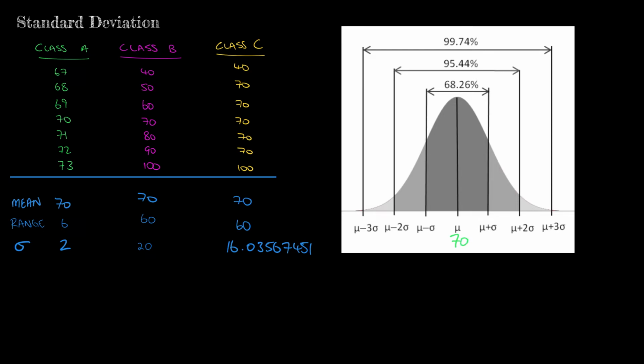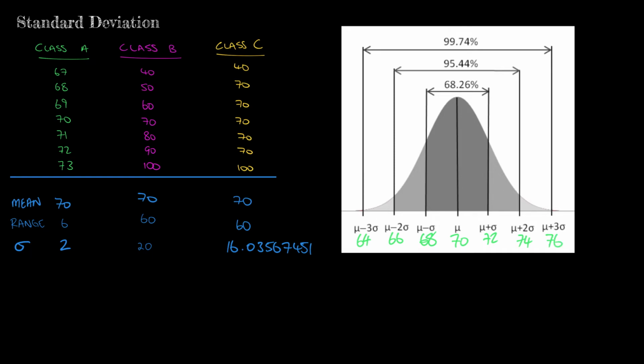The standard deviation is 2, so this one here is going to be 70 take away 2, which is 68. This one here is going to be 70 plus 2, which is 72. This one here is going to be 68 take away another 2, which gives us 66. And obviously this one will give us 74 because we're going to add 2 to both sides. If I take away another 2, I get 64. And if I add another 2, I'll get 76.